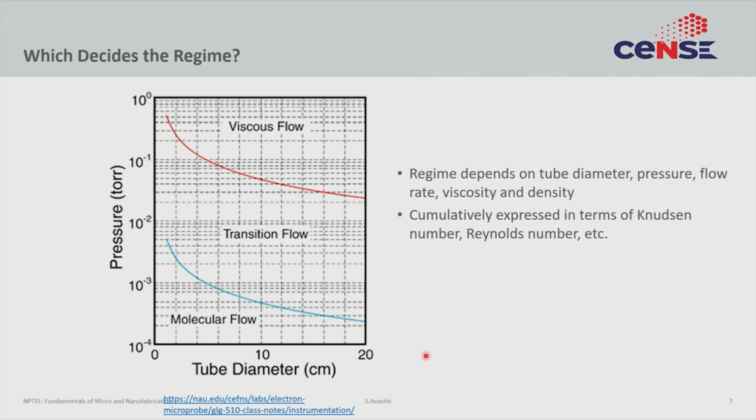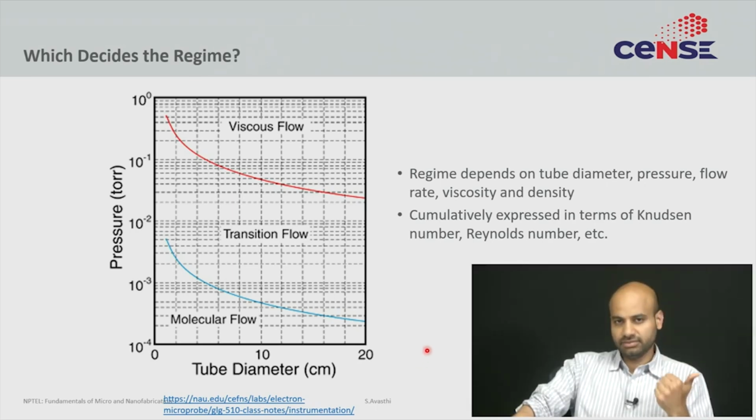So, which regime we are in would depend upon the pressure of the tube, the amount of the pressure which tells you the density of the gas. It depends upon the tube diameter, the reactor diameter, the pressure you have across it, the flow rate, viscosity, density. Cumulatively, all of this is captured in 2 numbers. One is called the Knudsen number and one is called the Reynolds number. And depending upon what those numbers are, you are either in the viscous flow regime, which is laminar or turbulent, or you are in the molecular flow regime, or you are somewhere in the middle. So, for CVD, you tend to be in this region above this red curve in the viscous flow regime.